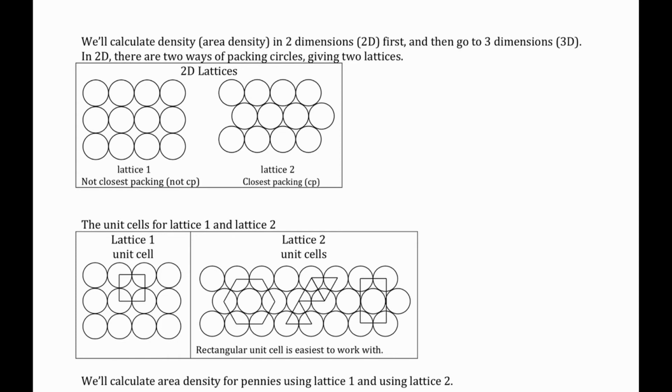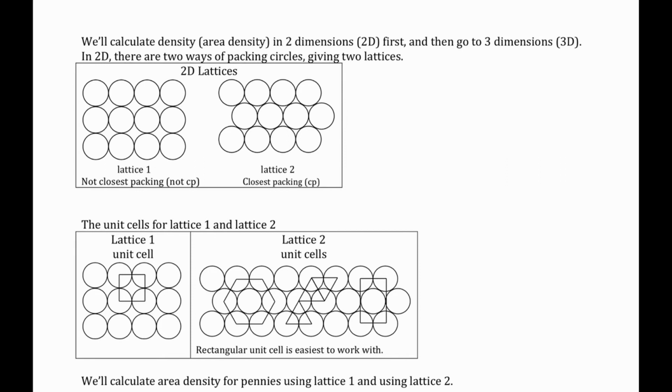We can have lattice 1, where we make a row of circles, a second row, a third row, and we just put the rows on top of each other. We're not packing them tightly. This is what we're going to call lattice 1. It's also not the closest packing, not CP.